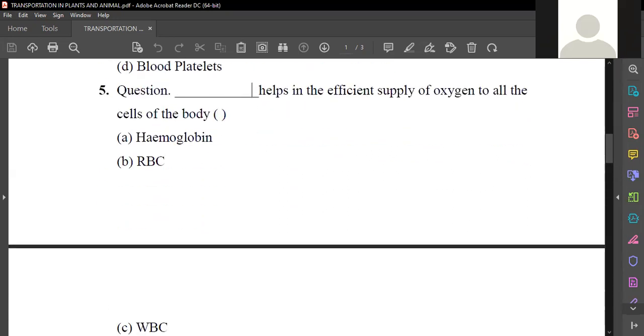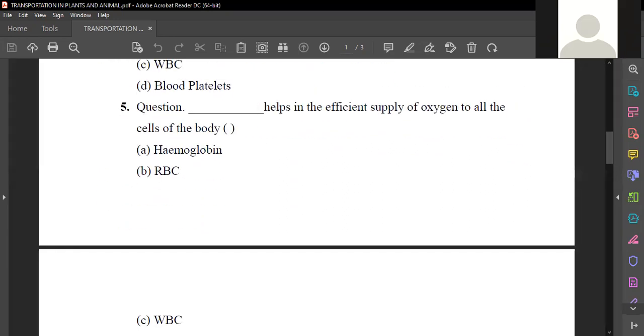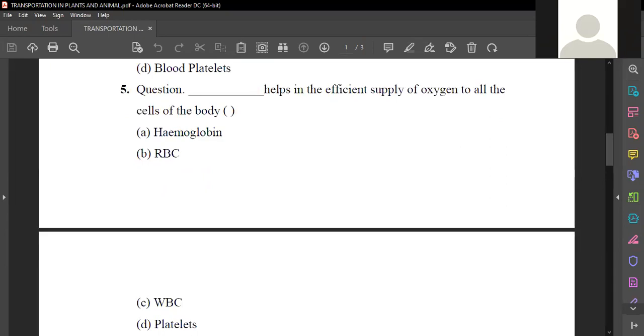Dash helps in the efficient supply of oxygen to all cells of the body. What is the answer, Harini? Sir, A, hemoglobin. Very good, because it binds with oxygen and forms oxyhemoglobin. So hemoglobin helps in the efficient supply of oxygen to the different cells of the body.